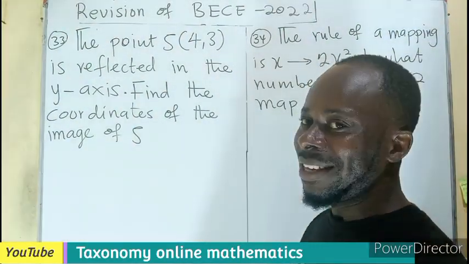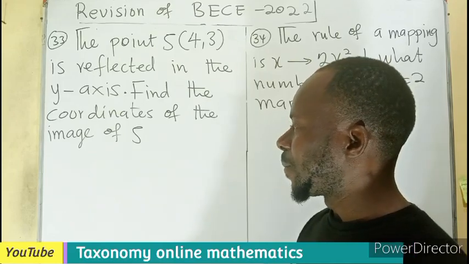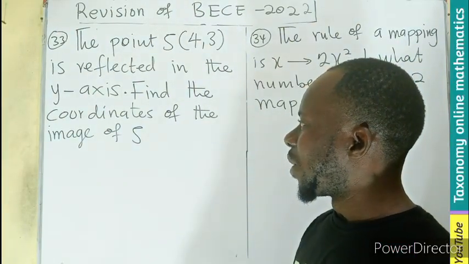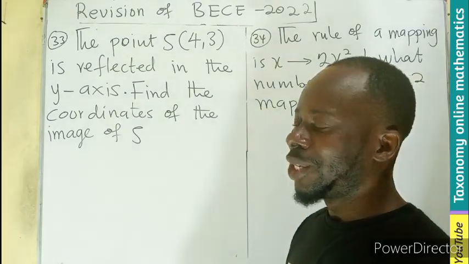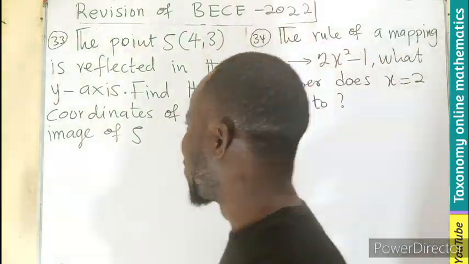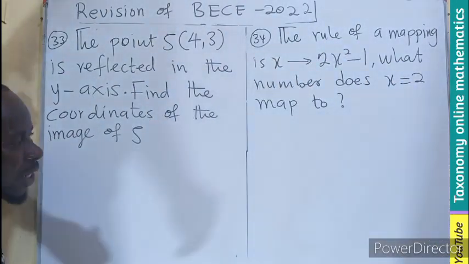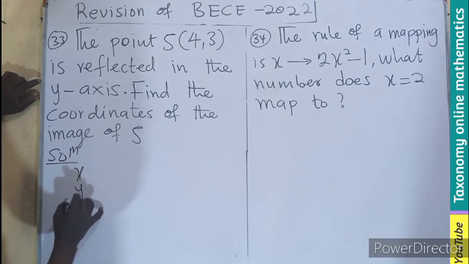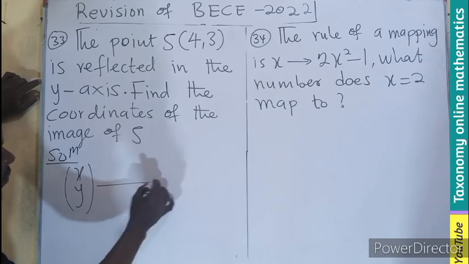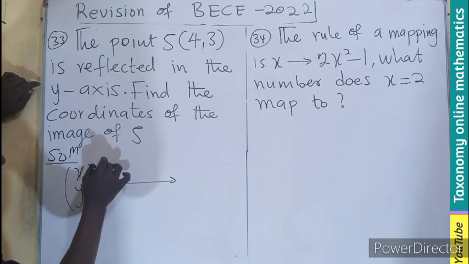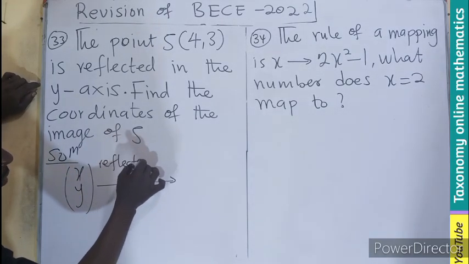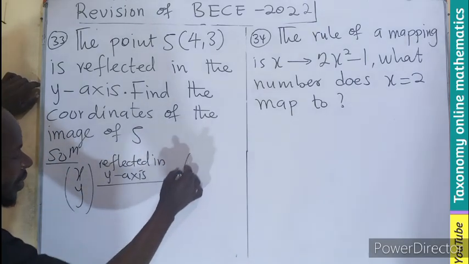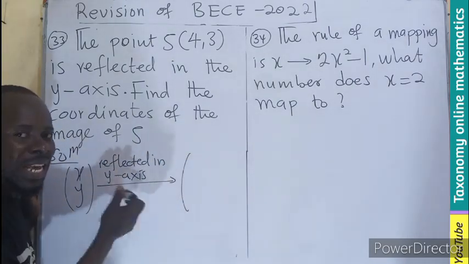The point S is given as (4, 3) and is reflected in the y-axis. We have to find the coordinate of the image of S. Remember your tutorial on transformation. If we have (x, y) being reflected in what? Y-axis. What is the image? This is the point, the image.